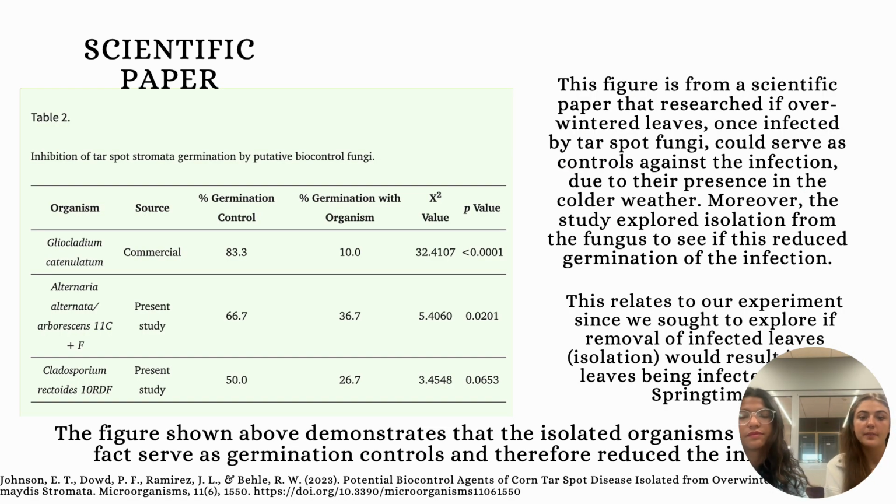And then for our scientific paper, this is a figure from a scientific paper that researched if overwintered leaves, once infected by tar spot fungi, could serve as a control against the infection due to their presence in the colder weather. Moreover, the study explored isolation from the fungus to see if this reduced germination of the infection. And then this relates to our experiment since we sought to explore if removal of infected leaves, so the isolation, would result in fewer leaves being infected in the springtime. And then the figure shown above demonstrates that the isolated organisms listed on the left did in fact serve as germination controls and therefore reduce the infection.